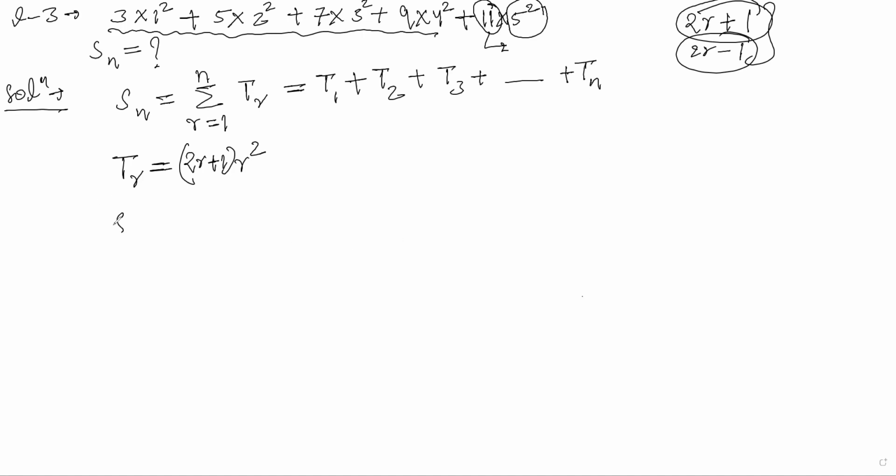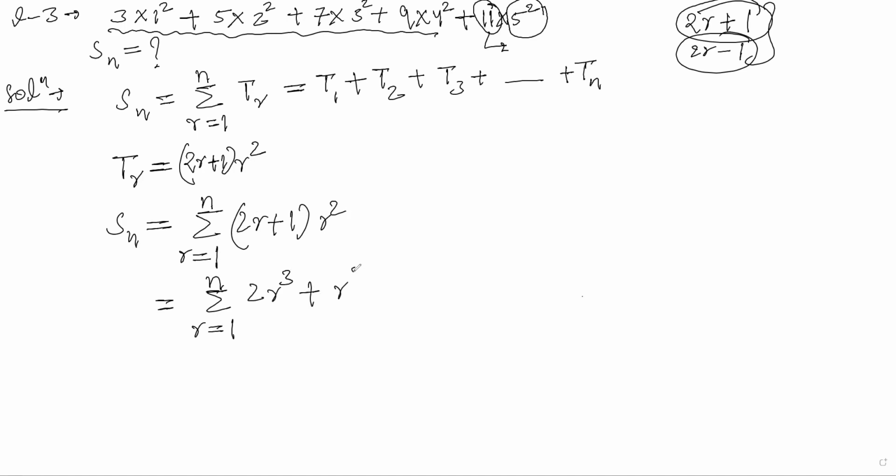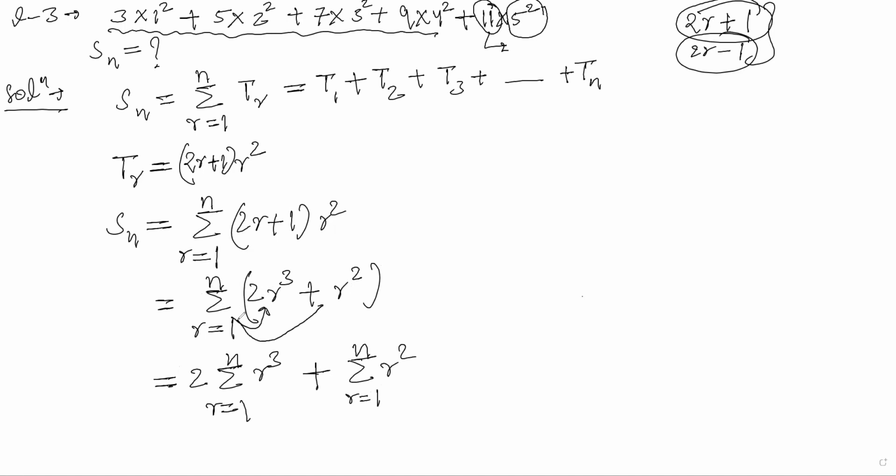As soon as you get the rth term, it's easy to solve for SN. So SN should be sigma of 2r plus 1 into r square, r is from 1 to n. Now we can multiply this expression. What we will be getting is sigma, r is from 1 to n, of 2r cube plus r square. We can distribute the sigma over both of them. So we can write it as 2, we can take 2 outside the sigma, sigma of r cube, r is from 1 to n, plus sigma r square. What we have done is taken the sigma over this as well as this, so sigma r square and sigma 2r cube, and we can take 2 outside of the sigma because it's in the multiplication.